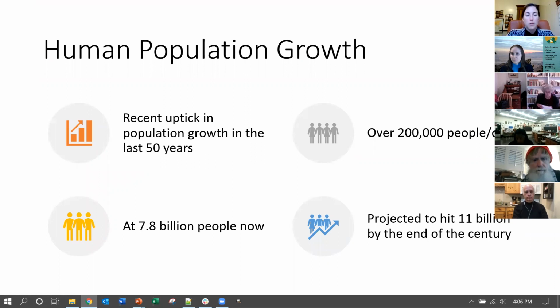So as always, I like to go over just some background about why we're talking about human population growth and what those numbers look like. So the recent uptick in population growth has been in the last 50 or so years, where it's been a big upshoot in the last half century. And what that looks like is adding over 200,000 people per day worldwide. And right now we're at about 7.8 billion people, and we are projected to hit 11 billion by the end of the century.